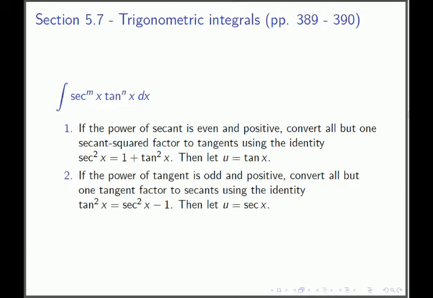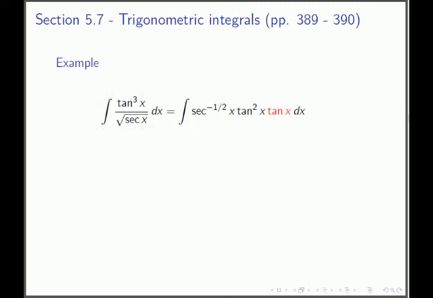Next, if the power of tangent is odd and positive, then we're going to convert all but one tangent factor to secants using this same identity, just rearranged. Then we let u equal secant x. Here's a good example. The tangent is raised to power 3, so we're going to save one of those tangent factors for a du later. And then we're going to convert the other powers of tangent to secants using that identity. Tangent squared equals secant squared minus 1.